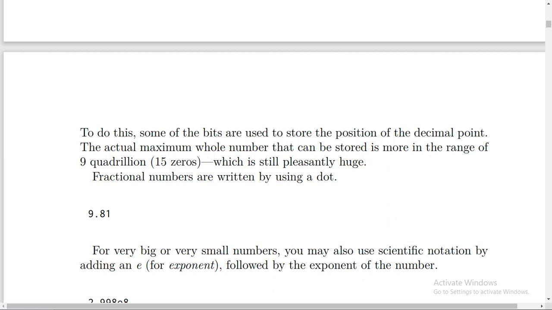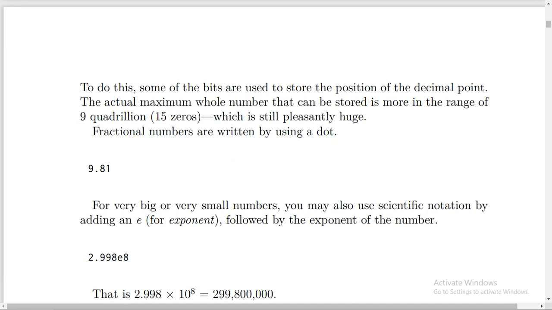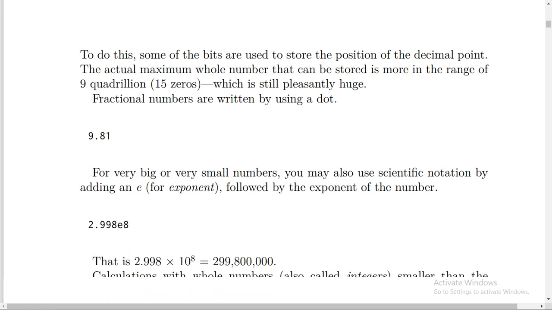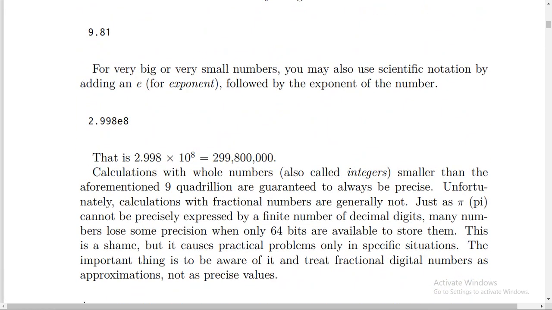Fractional numbers. What about the fraction? Fractional numbers are written by using a dot, like 9.81. For very big or very small numbers, you may also use scientific notation by adding an e for exponent, followed by the exponent of the number, like this example: 2.998e8, which is 2.998 multiplied by 10 to the power of 8.